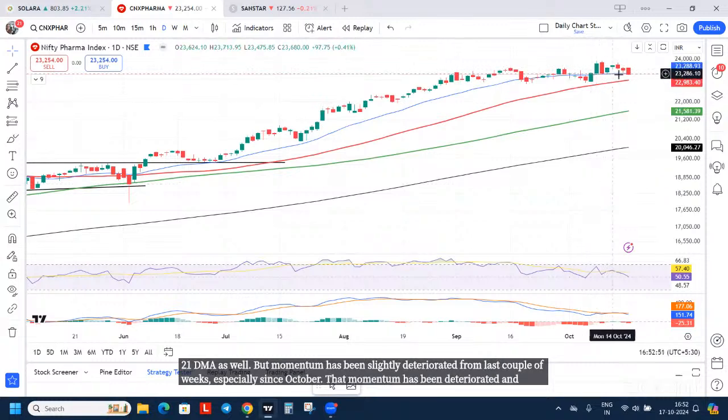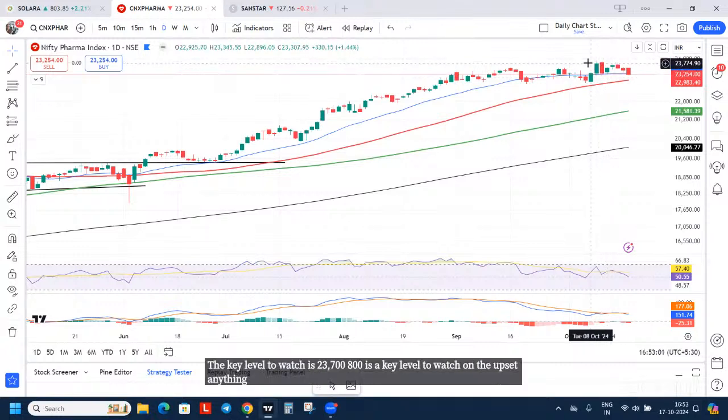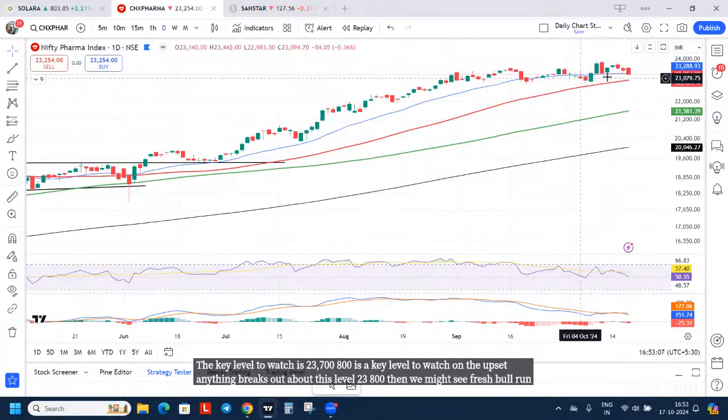It's a volatile trading session, and the key level to watch is 23,700, 800 on the upside. If anything breaks out above 23,800, then we might see a fresh bull run in Nifty Pharma.